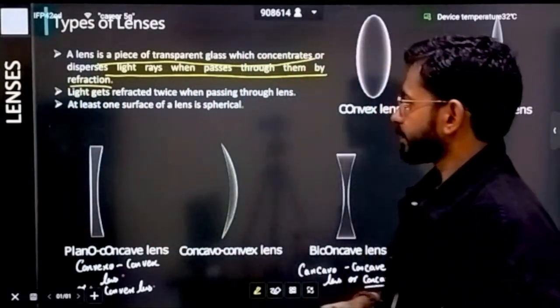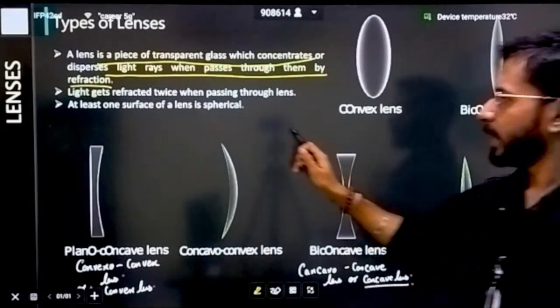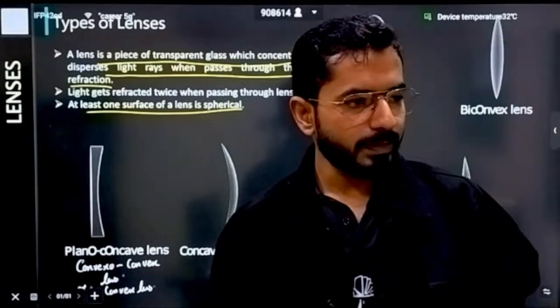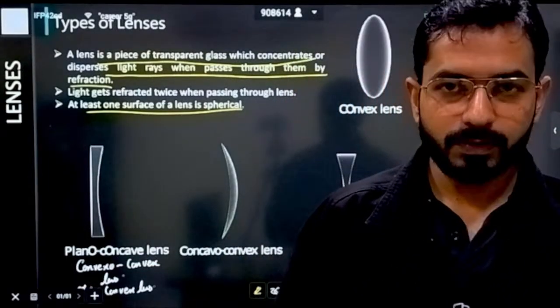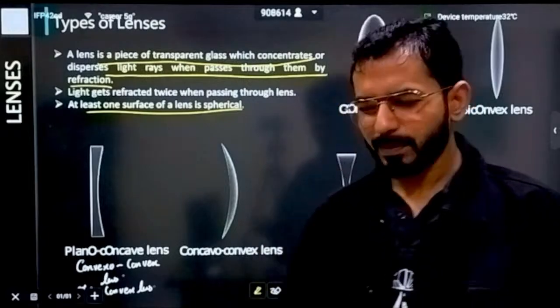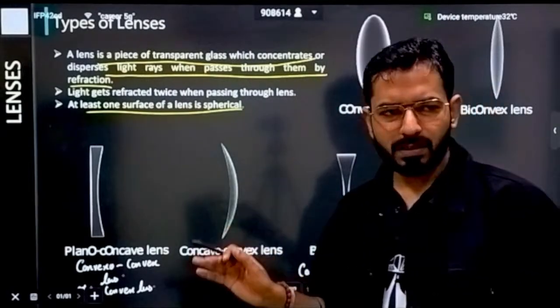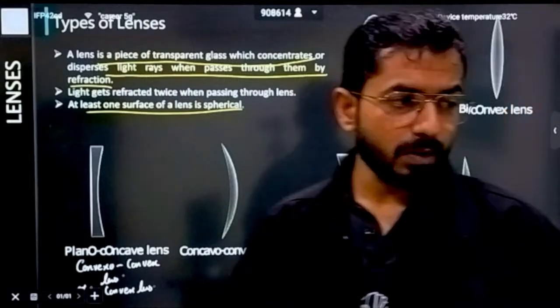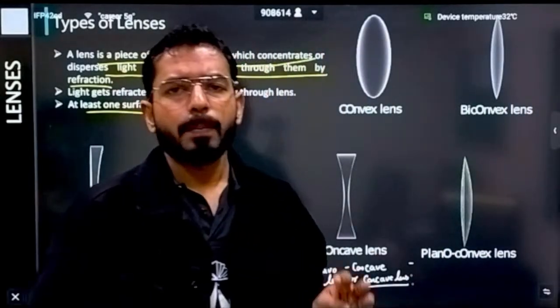Okay, and at least one surface of the lens should be spherical. Then only it is called a lens. This is the basic definition. Some important points. These are theoretical things that you can study from your books. Some important things that I have to tell you. What are the varieties of lens? There are lots of varieties of lens.